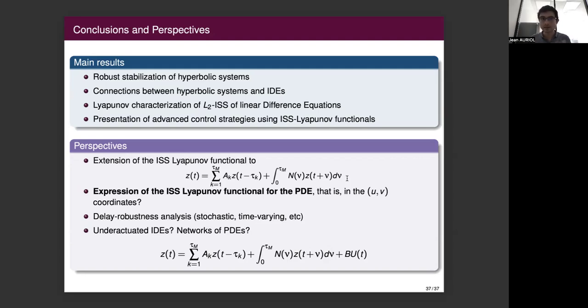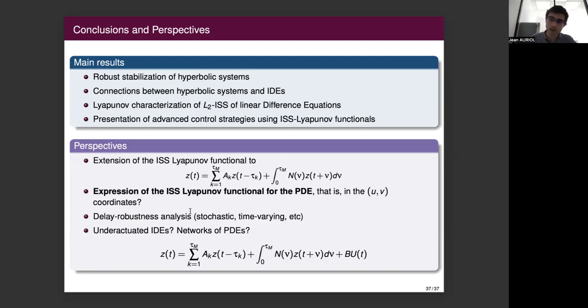And there are results, for instance, the one developed by Coron, but they require some LMI conditions. Then we express the ISS Lyapunov functional for the IDE. But what about the PDE expression? What's the expression of your Lyapunov functional in the UV coordinates? So this is still an open question. What about the delay robustness analysis? Because Lyapunov functionals, again, can be used to show some robustness for time-varying delays or stochastic delays.